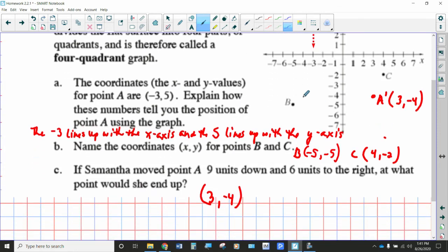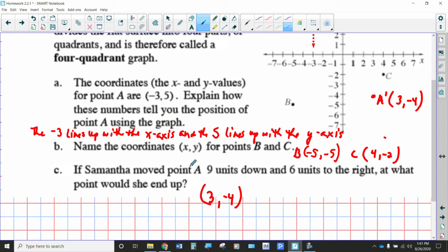So name the coordinates of points B and C. Well, this point here is where x is equal to -5 and y is equal to -5. This point here is where x is equal to 3 and y is equal to about -4. Okay? Oh, wait, no, I'm doing C, not A. So C is where x is 4 and y is -2.